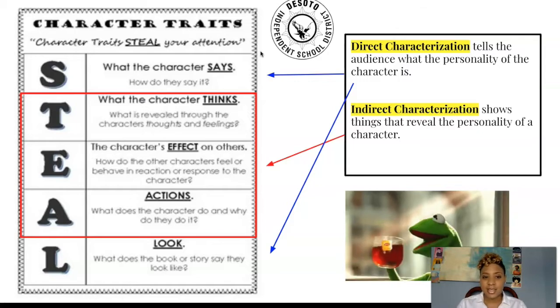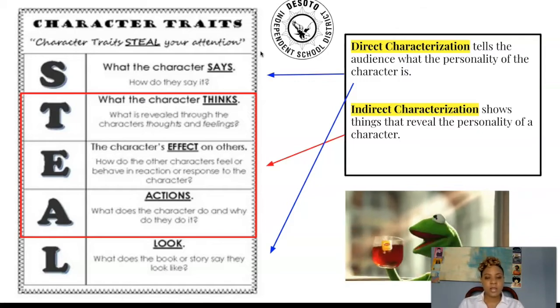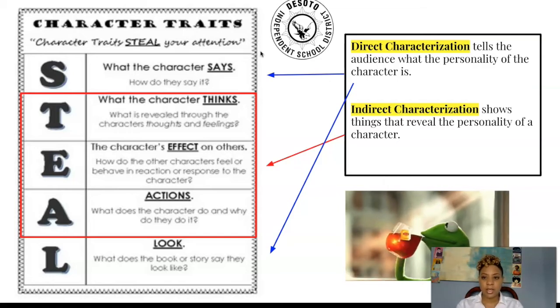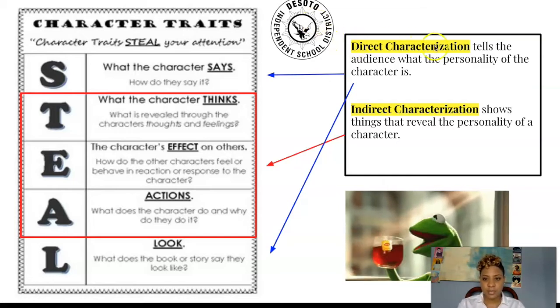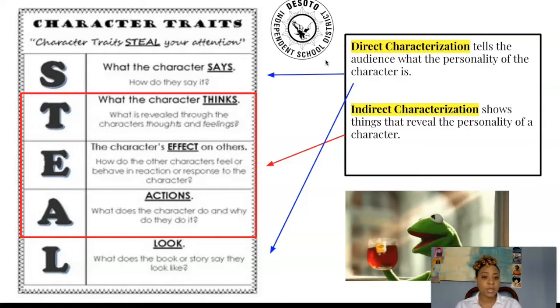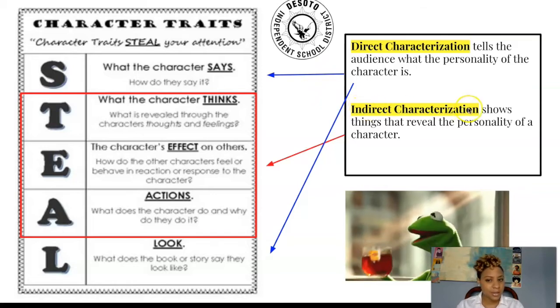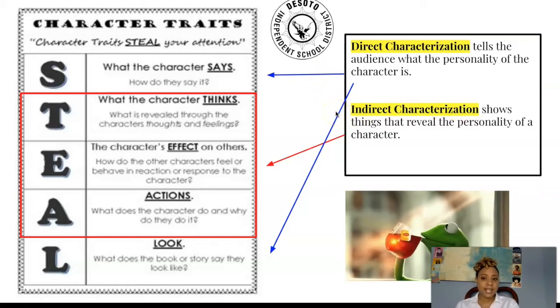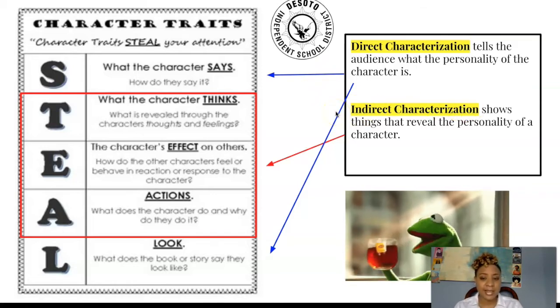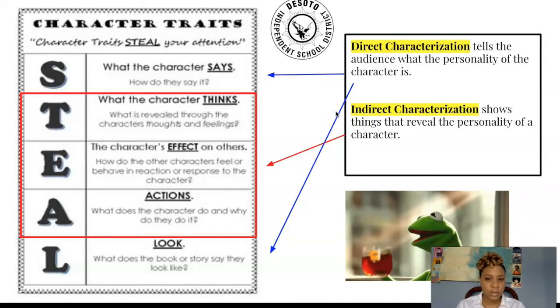So let's analyze it even more. The 2 letters S and L: S for says, L for look. Those 2 letters really correlate with direct characterization. When we look at the definition of direct characterization, it is defined by telling the audience what the personality of the character is. When we look at the letters T, E, A, what the character thinks, the effect on others, and actions, that correlates directly with indirect characterization, which is defined as showing things that reveal the personality of a character. If you need to pause the video to write these definitions, feel free to do so.